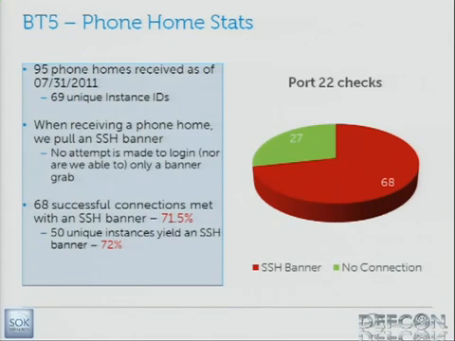So we received 95 phone homes as of July 31st. This was 69 unique instances. And when we received a phone home, we would try and connect back on 22 and pull an SSH banner. We were successful in 71.5% of cases, 72% if you counted it by unique instances rather than all instances, to get rid of the effects of people rebooting an existing instance. So yeah, that's kind of concerning.